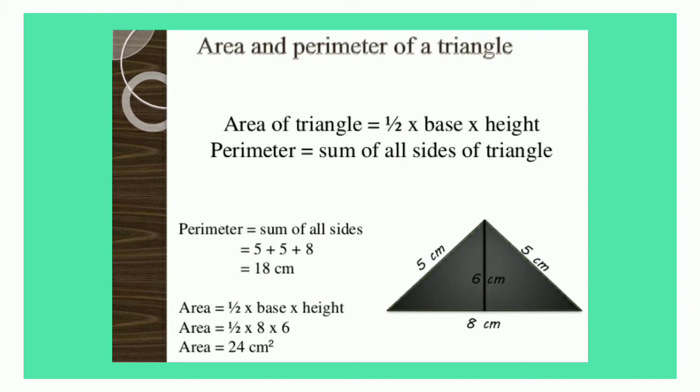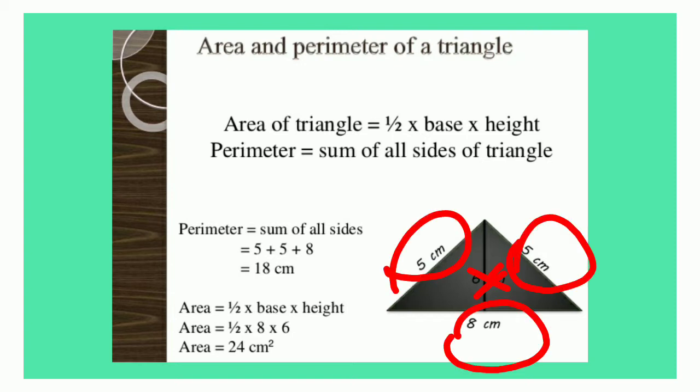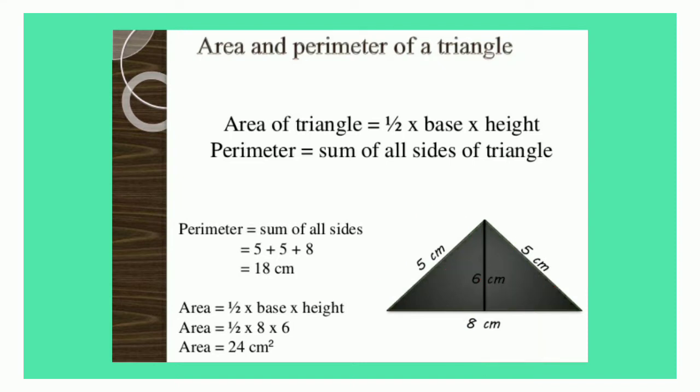In this problem, the altitude or the height of the triangle is given, 6 centimeter. Sometimes the altitude or height is not given. So only the three sides are given, that is 5 centimeter, 5 centimeter and 8 centimeter. So how to find the area of the triangle? In this lesson, we have to find the area of this type of triangle.